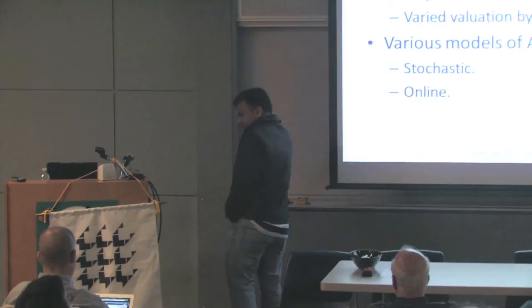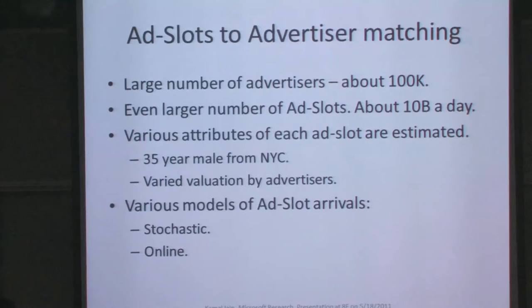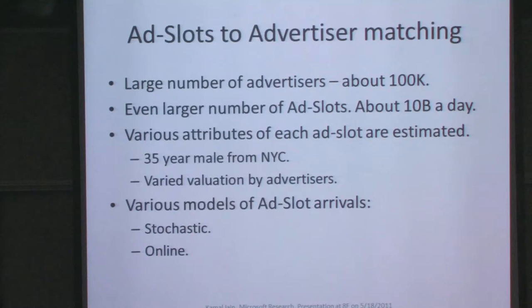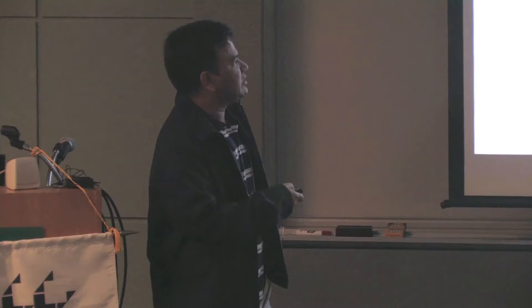So in this problem, from a very high level, what are the main algorithmic issues? We have a large number of advertisers, let's say on the order of 5 orders of magnitude. And then every day we have a large number of audience, maybe 10 orders of magnitude, 10 billion a day. When you visit a web page, you're an audience, and we have various attributes about you. Like you could be a 35-year-old male from NYC who just purchased a camera at Amazon or something like that. Hence, your value varies from advertiser to advertiser. If you had just purchased a camera, then maybe people who are selling accessories for cameras might be more interested in you. And there are various models of these audience arrivals. They are stochastic and online.